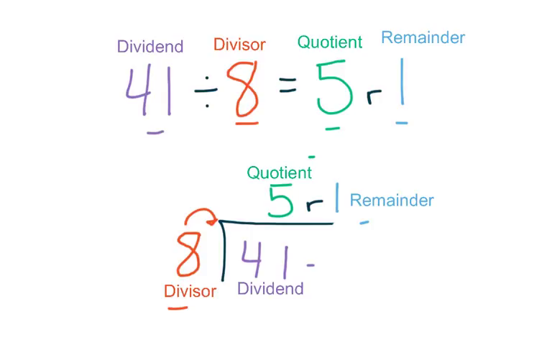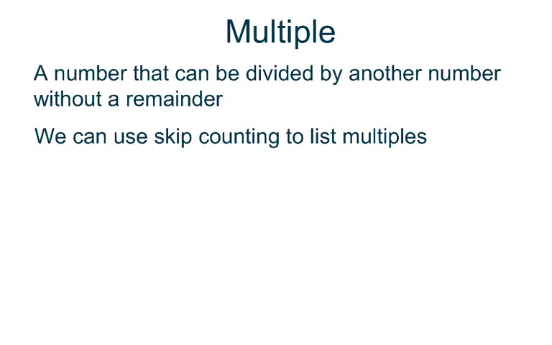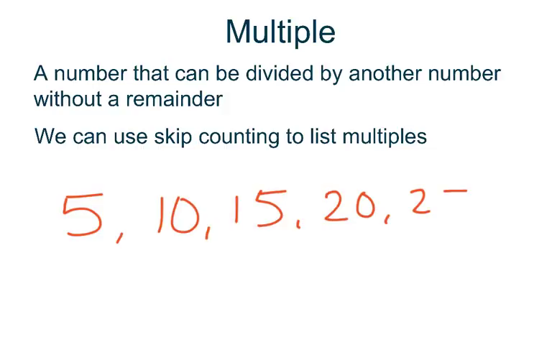Okay, let's go ahead and take a look at the definition of a multiple, because in this lesson we are estimating the quotients using multiples, and so it's important that we know what a multiple is. A multiple is a number that can be divided by another number without a remainder. We can use skip counting to list our multiples. Let's take a look at some multiples. If I wanted the multiples of the number 5, I could use skip counting to help me find my multiples. So 5, 10, 15, 20, 25, etc.